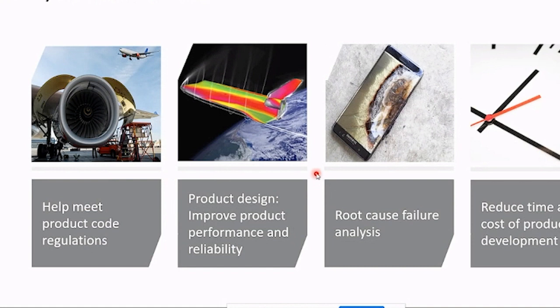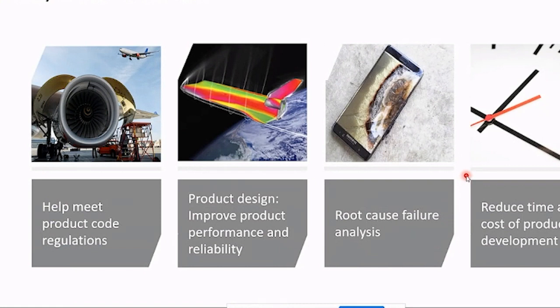Then root cause failure analysis. Let's say there is an existing product that fails during the operation. It can be due to many different reasons. Simulation tools can help to find out if there is any structural or some physics related issue with the design itself. So if you are using simulation, you can find out the root cause of the design problem, and then you can also rectify the problem.